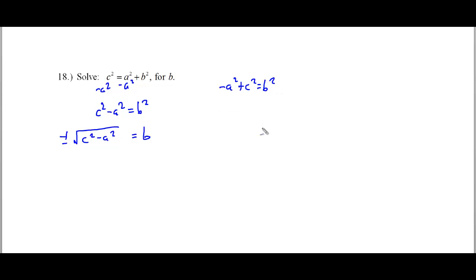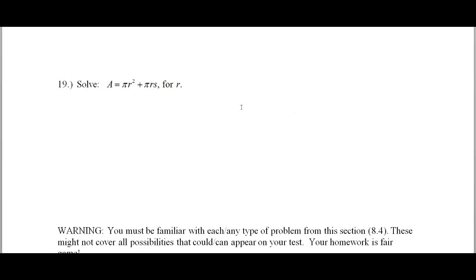Also, alternatively, you'd have the answer of b is equal to plus or minus the square root of negative a squared plus c squared. So this is really checking to see if you remember when you take square roots that you should write plus or minus by them. Okay, problem number 19.